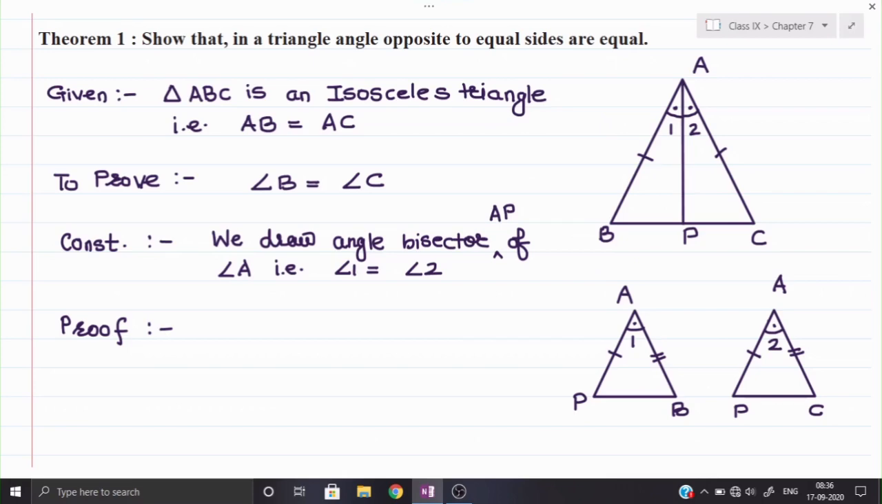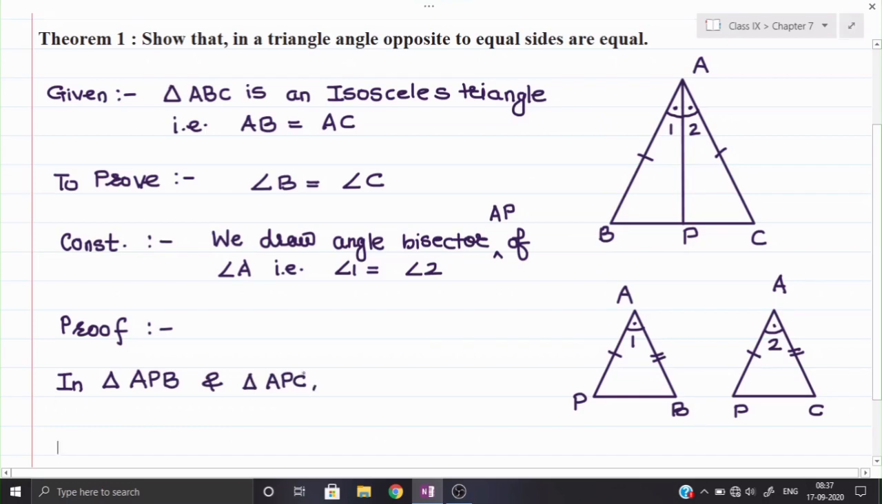Now you see perfectly, the side angle side theorem is applicable. In the previous question, what happened? The angle was 90 degrees, but it was not coming between the sides, and here it is coming between the two equal sides. So first we shall mention now in the proof, in triangle APB and triangle APC.